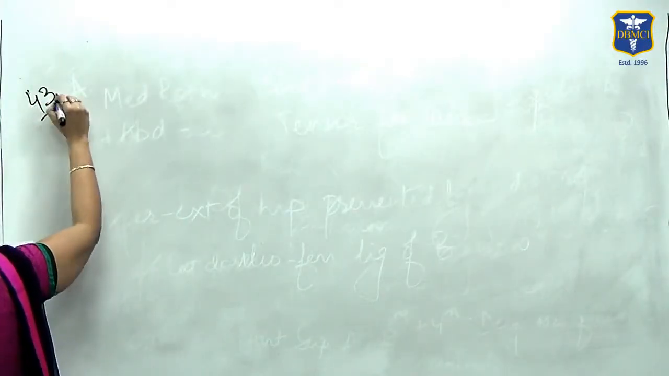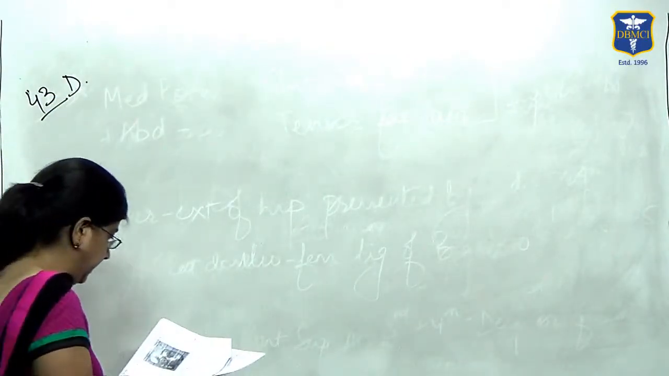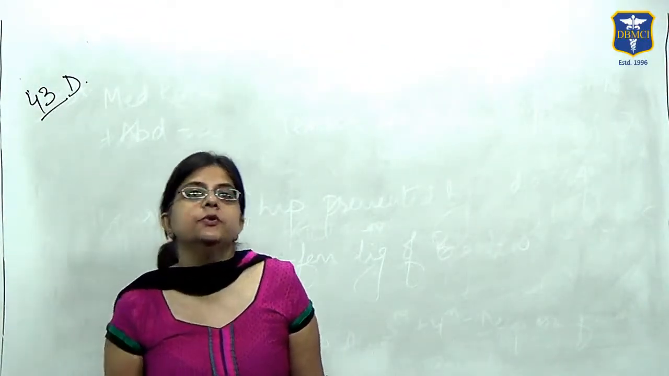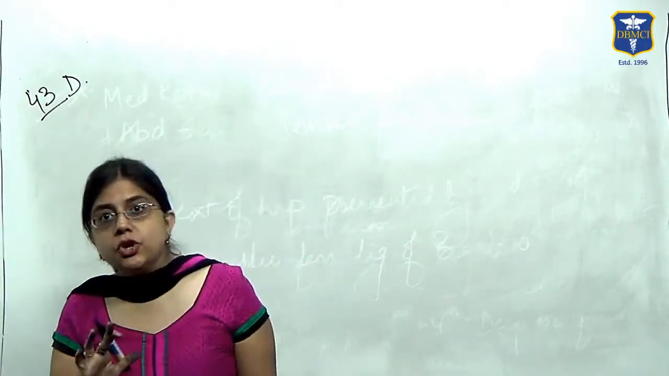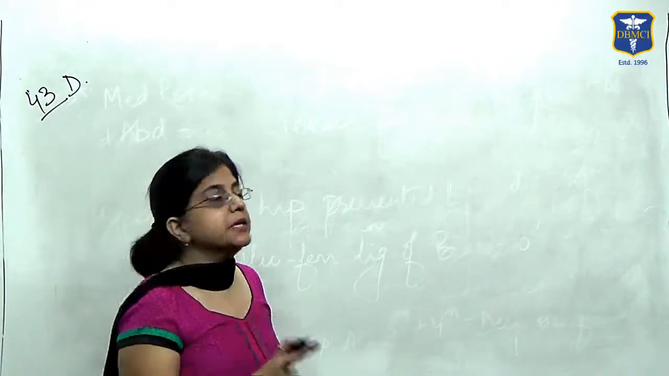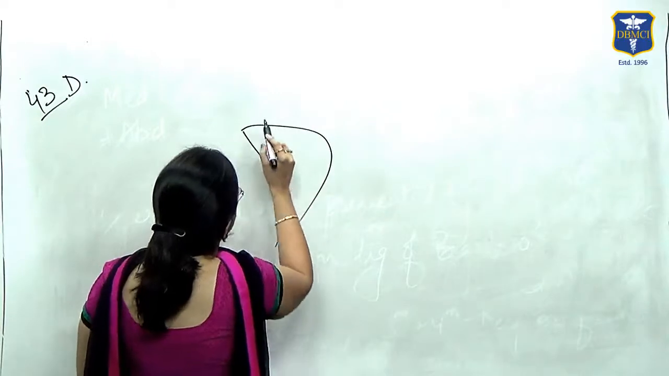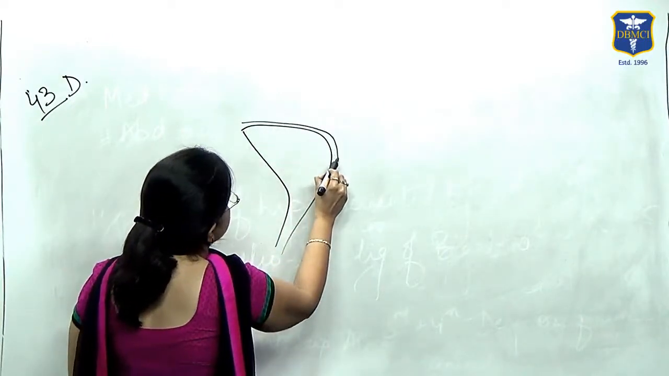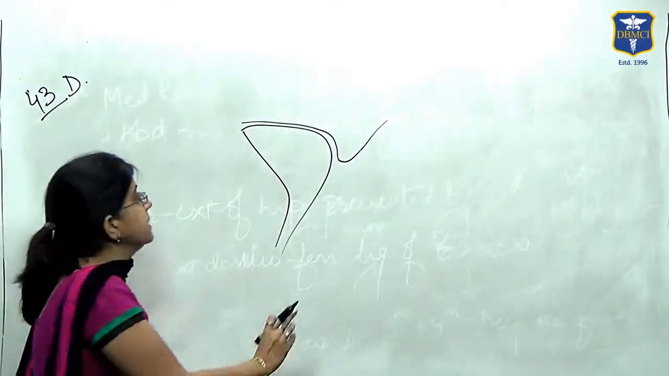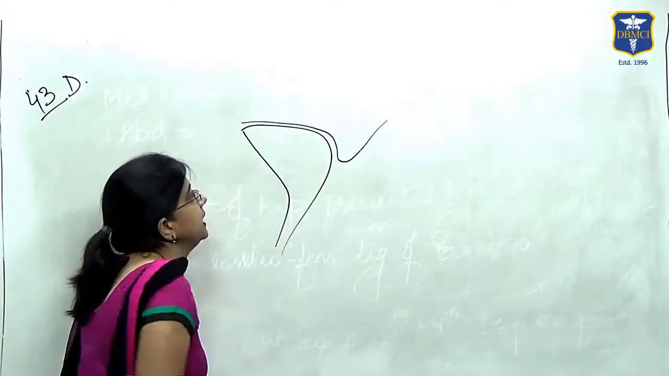Question 43, the answer is D. Vas deferens is present posterior to the urinary bladder. It is not separated from the bladder by the peritoneum because the peritoneum covers only the superior surface of the bladder and the upper part of the posterior surface. Whereas seminal vesicles are present in the lower part and there is no peritoneum in between the two.